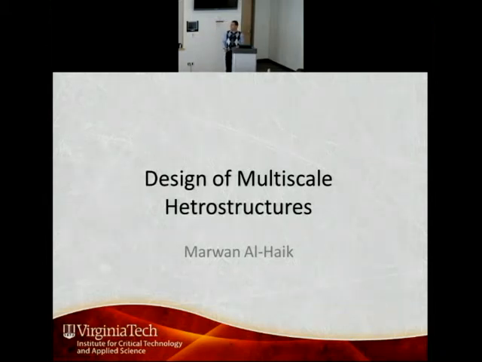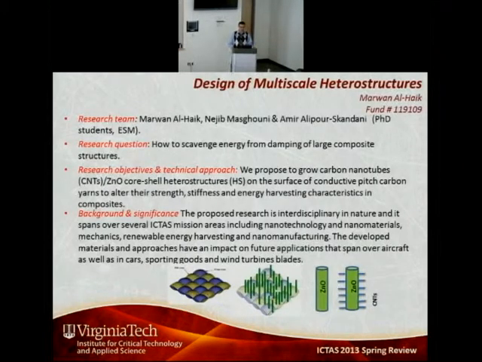Afternoon. So today I'm going to present for you our project entitled Design of Multiscale Heterostructures. So our research team is our Dr. Marwan Al-Haik, me, Najib Mazbouni, and our PhD student in our group, Amir Ali Skandani.